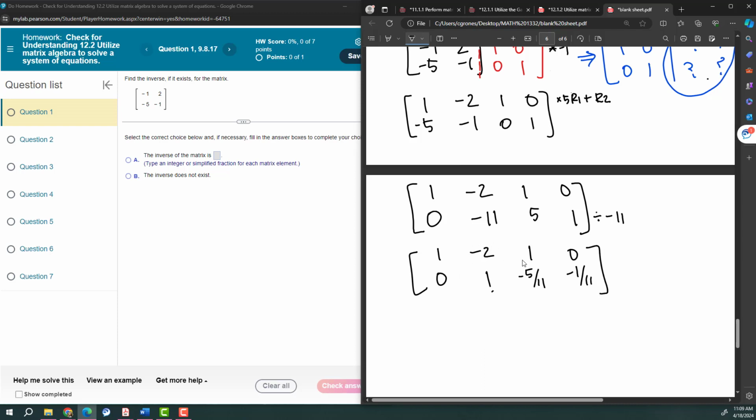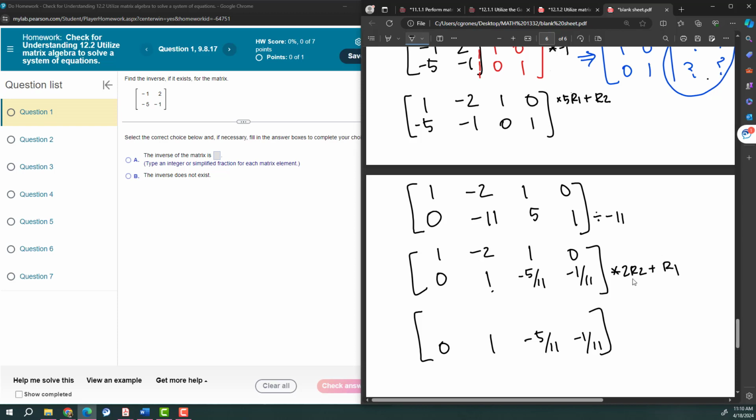Now I just need to get rid of our -2. So for our new row 1, we're going to do row 2 times 2 and then add it to row 1. So our bottom row is staying the same. Our top row is not.